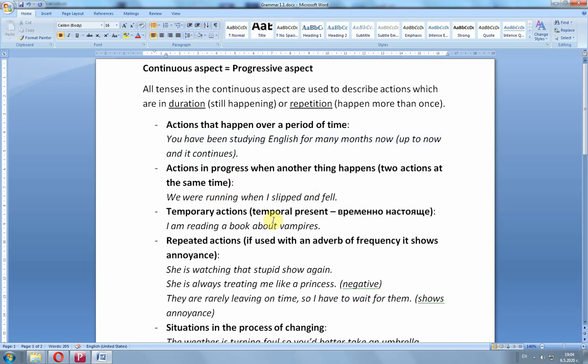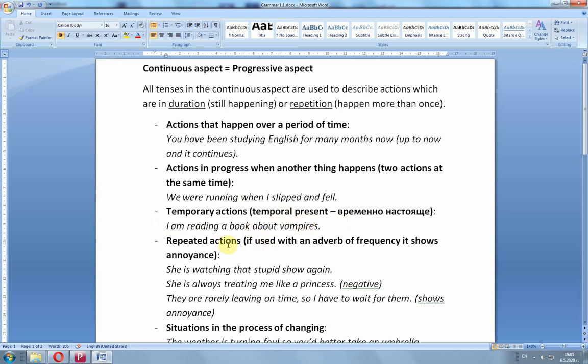We can talk about temporary actions, also known as temporal present, временно настояще на български, even though it sounds strange. So I am reading a book about vampires. It's important to mention that I'm not reading the book now while recording this video, but I started recently and I will finish recently. And I should say the name of the book, Twilight, great book.